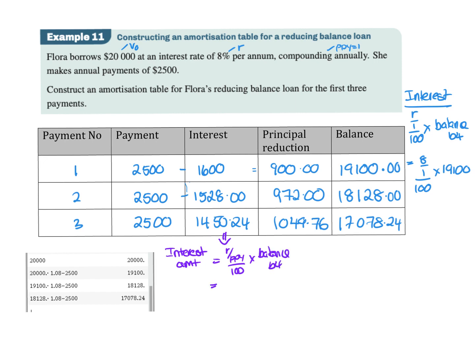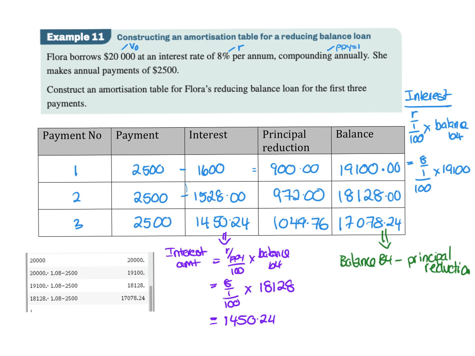So I did the 8 over 1 over 100 times 18128, and that's how I got the 1450.24. Just so you can see that's how we did that one, and just so you can remember how we're getting the balance. So the balance before minus the principal reduction, that's how we found that one.